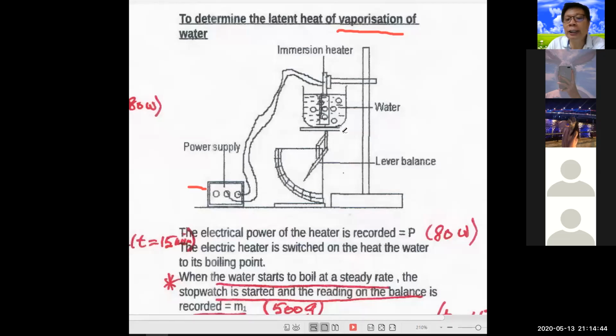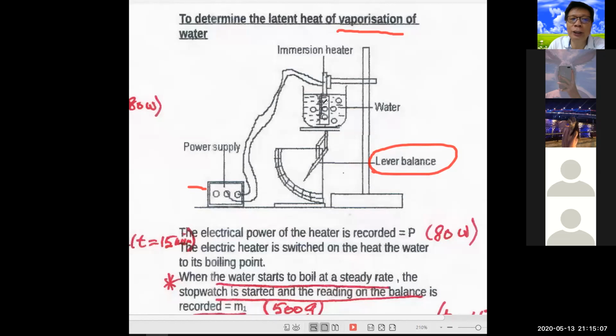So this is a beaker, right? You put a little bit of water in the beaker, and the whole beaker is put on a weighing scale, a level balance. This experiment is special, you have to put it on a level balance, because you know why?